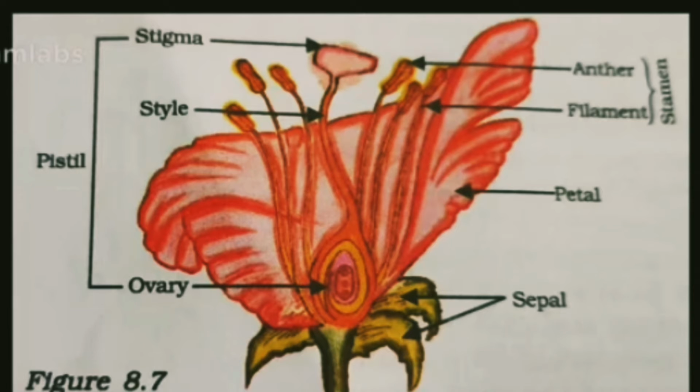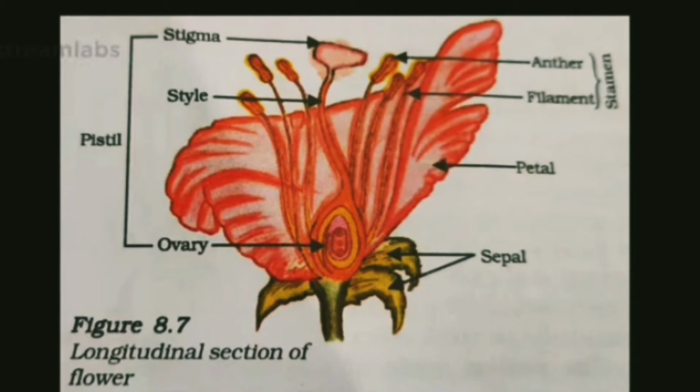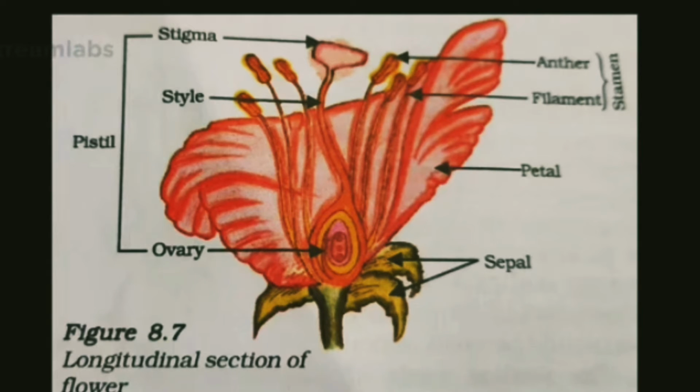Ovary comprises ovules. Ovules are the female gametes. They are very important. The other one is stamen. Stamen is the male reproductive structure comprising anther and filament. Anther comprises yellow dusty powder called pollen. These pollen comprise male gametes.